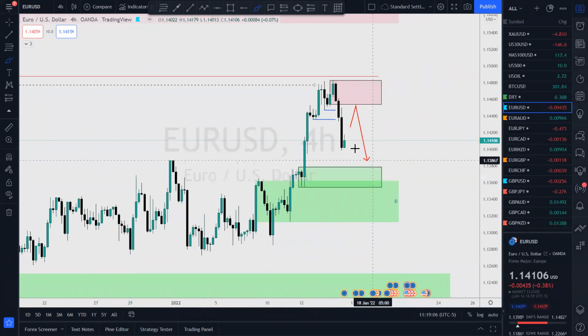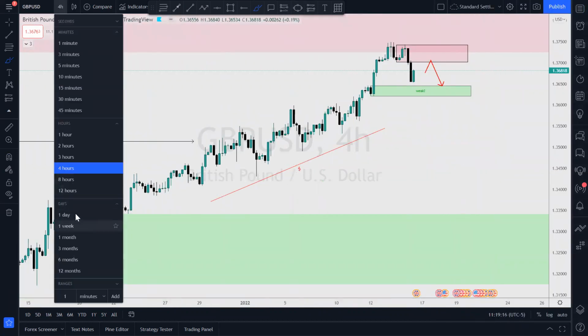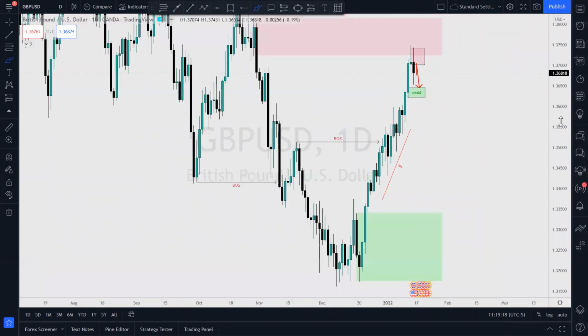once it comes into contact with a POI. Okay. But I'm looking for the pullback scenario. Let's go to the next major, GU. All right. If we go up to the daily, we'll take a peek.